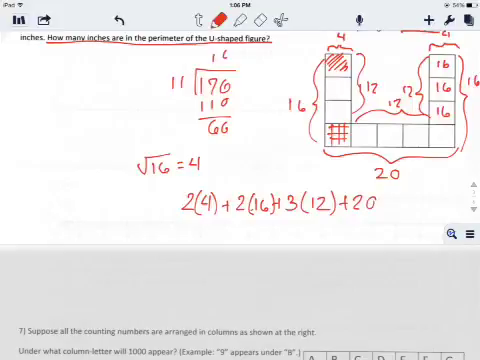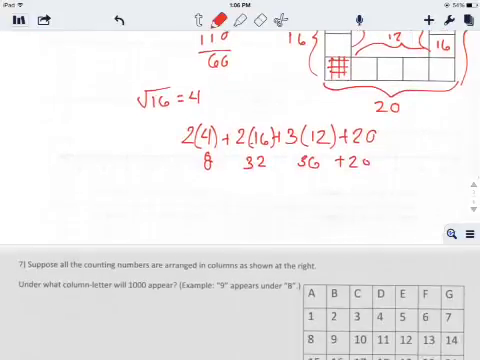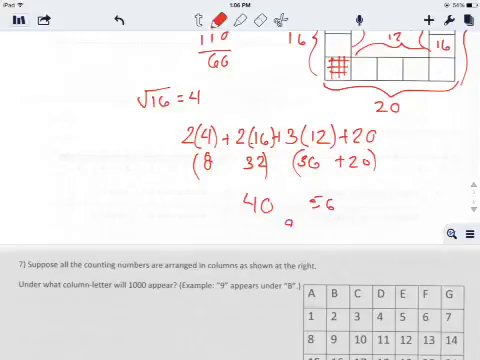And that should give me the perimeter, right? So I'm going to try and bunch these up. That's 8, that's 32, that's 36, and still 20. Grouping these together gives me 40. Grouping these together gives me 56. And altogether that makes 96. 96 inches in the perimeter.